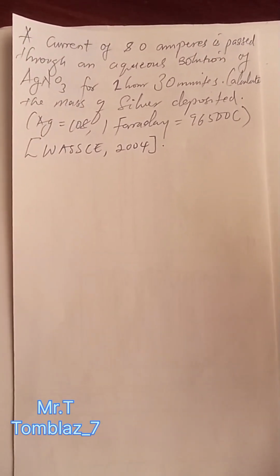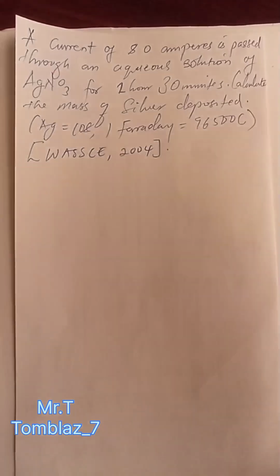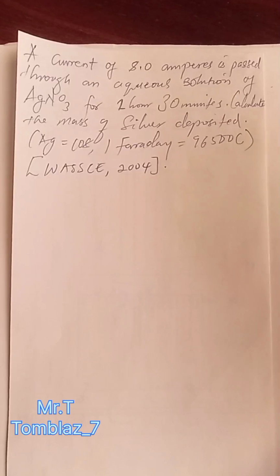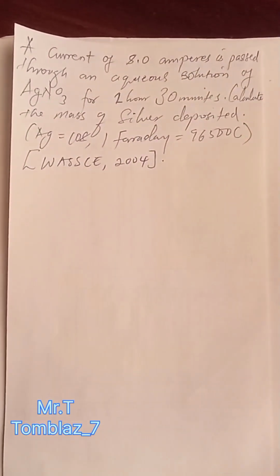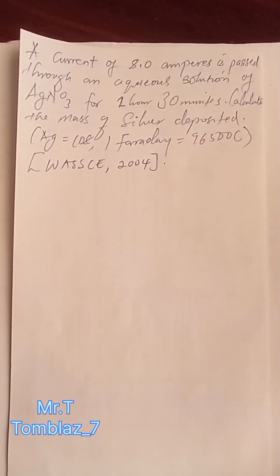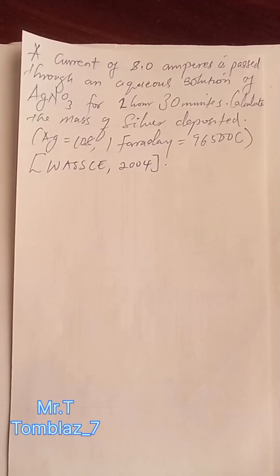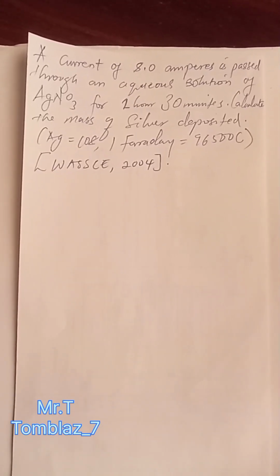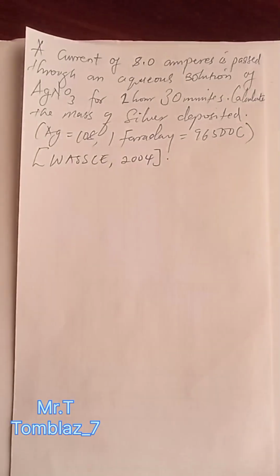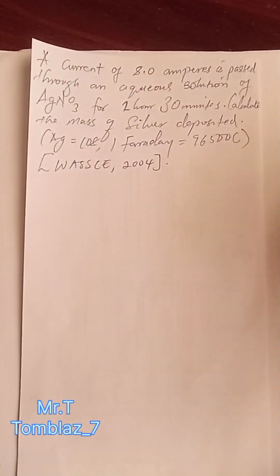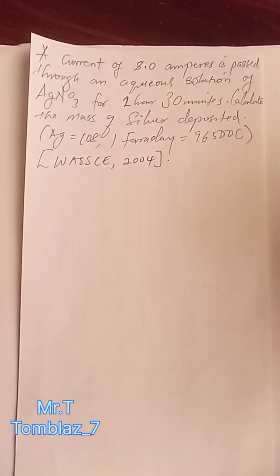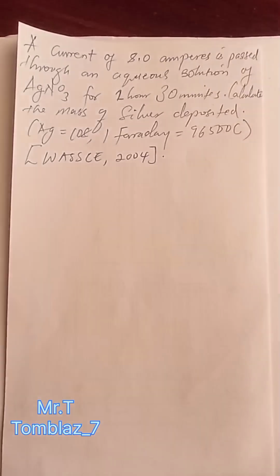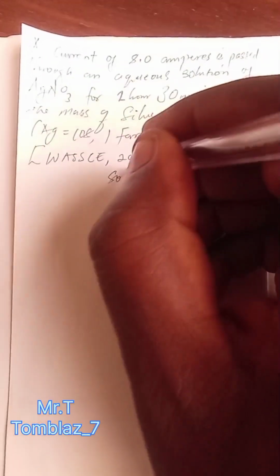This question said a current of 8.0 amps is passed through an aqueous solution of silver nitrate for 2 hours 30 minutes. Calculate the mass of silver deposited. The atomic mass of silver is 108. Then 1 Faraday is 96,500 coulombs. And then it's a question in 2004.